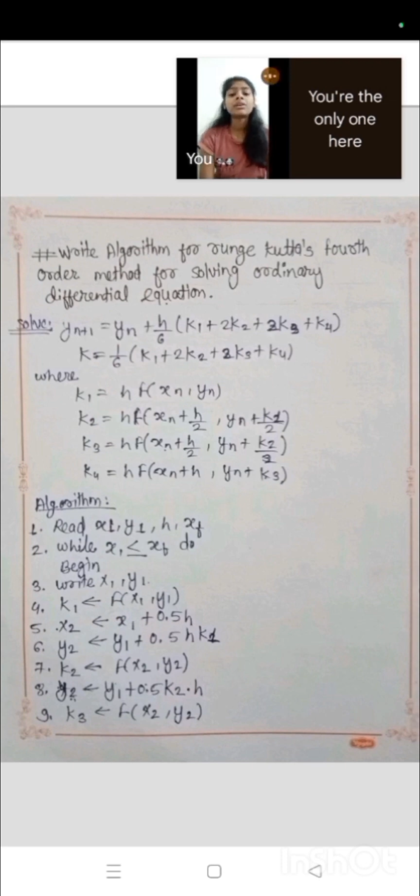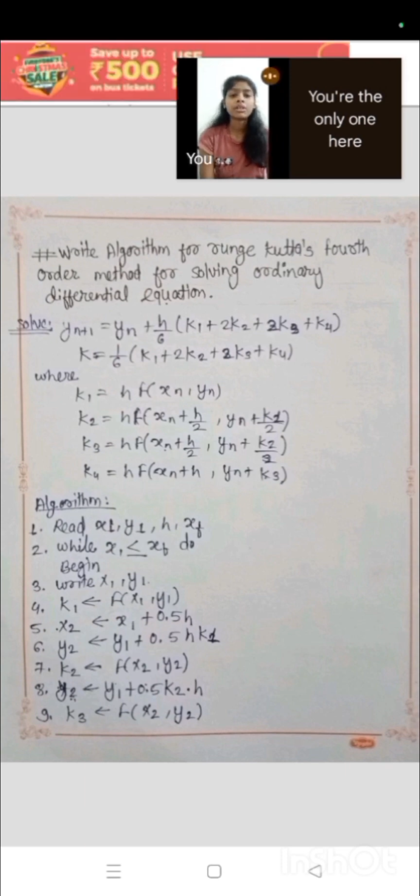So we write an algorithm for the Runge-Kutta fourth order method. Okay, so in the first step we read x1, y1, h and f of x. In the second step we write a while loop and take a condition: if x1 is less than or equal to xf, do and begin. Okay, now we write x1 and y1.